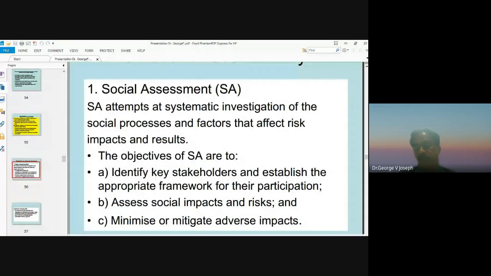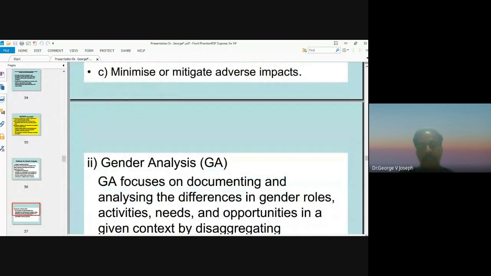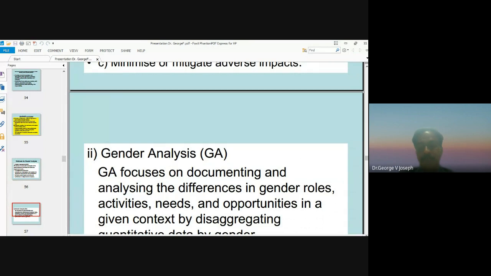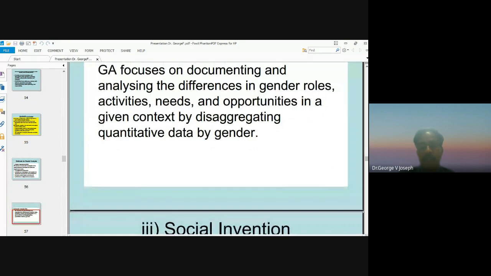There is also something known as gender analysis. Gender analysis focuses on documenting and analyzing differences in gender roles, activities, needs, and opportunities in a given context, using quantitative data in gender segments. So how the various genders are differently affected can also be analyzed, and what roles they play in case of a disaster. What is the role of women and men, and what are the opportunities? That will be analyzed.